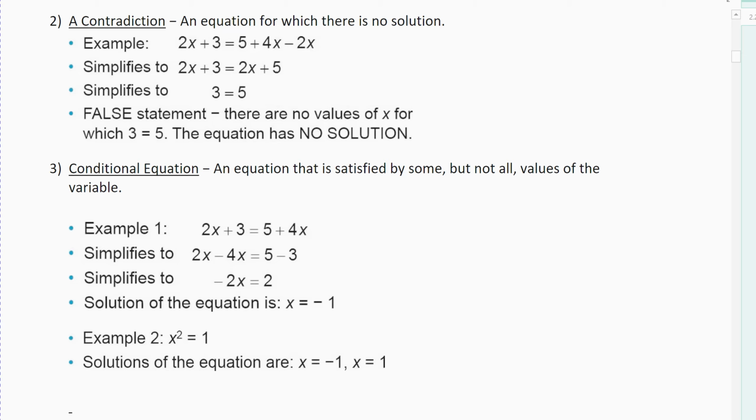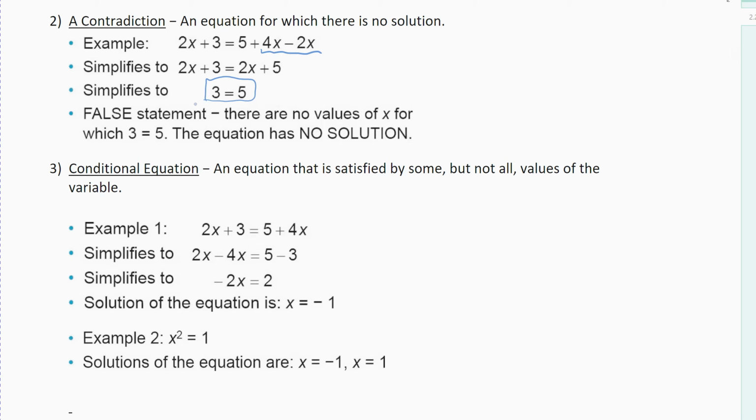Alright, so an example here, I have 2x plus 3 equals 5 plus 4x minus 2. It's very similar, I just changed the constants. So again, this side simplifies to 4x minus 2. That 2x will cancel with that 2x when I move it to the other side. But then I'm left with a 3 on one side and a 5 on the other. And so the last statement is saying 3 equals 5. Well, 3 does not equal 5.